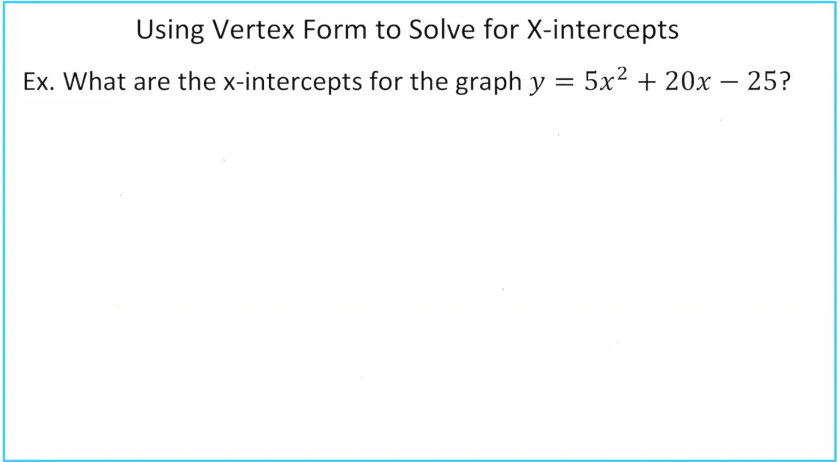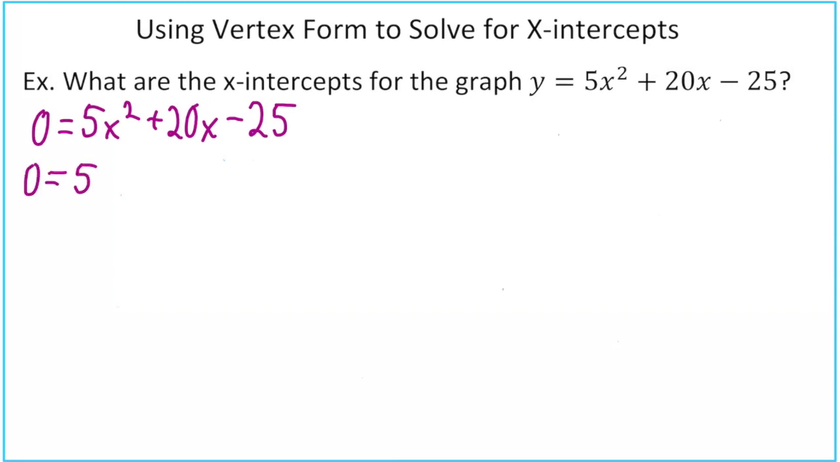So anytime you want to find the x-intercepts, you can rewrite the equation and let y equal 0. From here, we got to convert this to vertex form. So I'm going to take out a 5 from the x squared and the 20x. So that'd be 5 times 4x, would give me 20x. I'll leave a space for when I'm going to complete the square. The negative 25 goes on the outside.